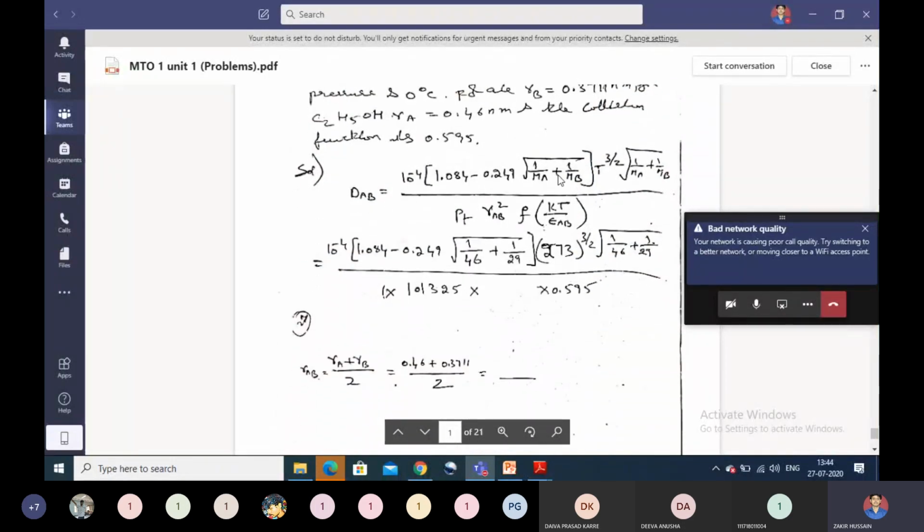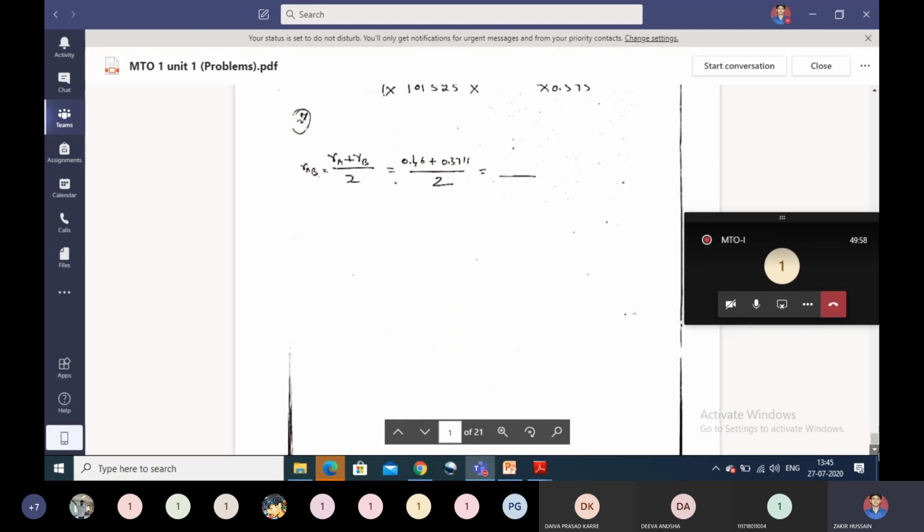We have already seen the Wilke-Lee equation for the gas phase. This is the equation. Okay, everything is there. Only here some data is missing: RAB square. Because of lack of calculation, I couldn't calculate this one now. So you can calculate this value, and whatever RAB value comes, you just put here RAB square. The function of KT by epsilon AB is also given in the problem itself. When you put this, whatever value is obtained here, you can calculate this one, and DAB you can obtain. This is applicable for the gas phase. Okay, you can solve that one.